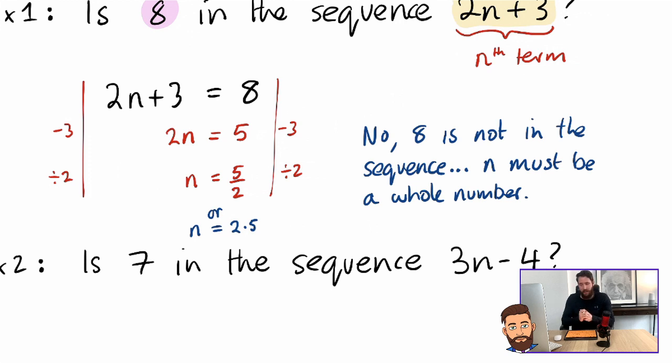And it's as easy as that. That is as simple as it is. You make the nth term equal to the number you're trying to find, solve the equation, and you decide whether n is a whole number or not a whole number by looking at your answer.